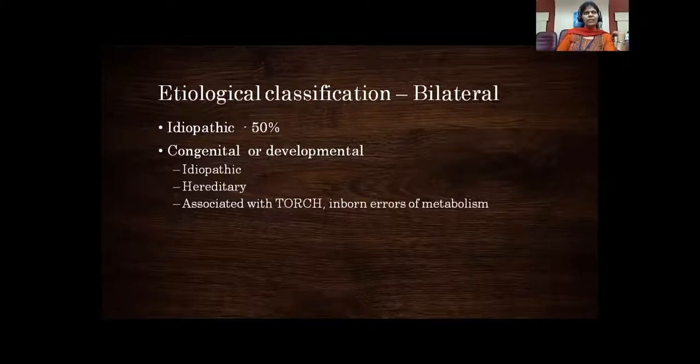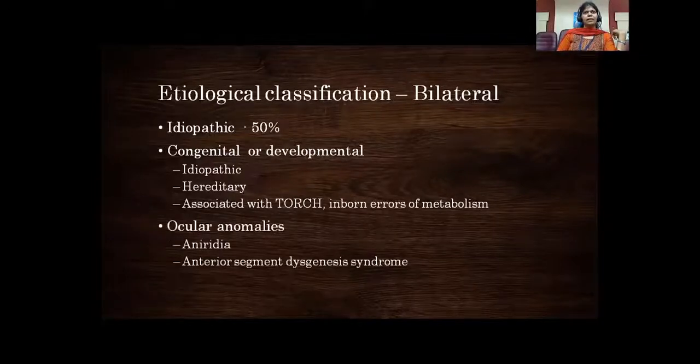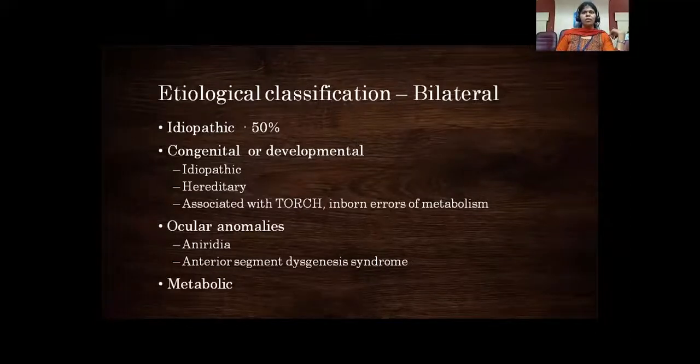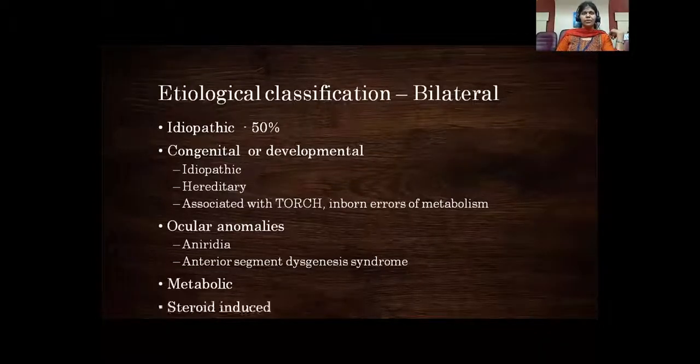Hereditary or genetic can be the second reason, and inborn errors of metabolism and TORCH infection perinatally can be a cause of congenital bilateral developmental cataracts. Ocular anomalies like aniridia and anterior segment dysgenesis syndromes can also have bilateral cataracts as a presentation at birth. And metabolic causes like Lowe syndrome and so many other syndromes which affect the general metabolism can also present with cataracts at birth.